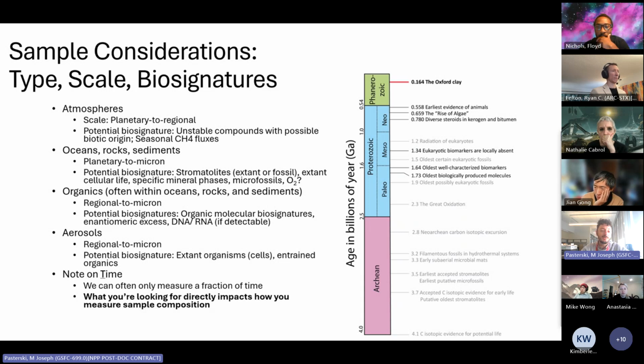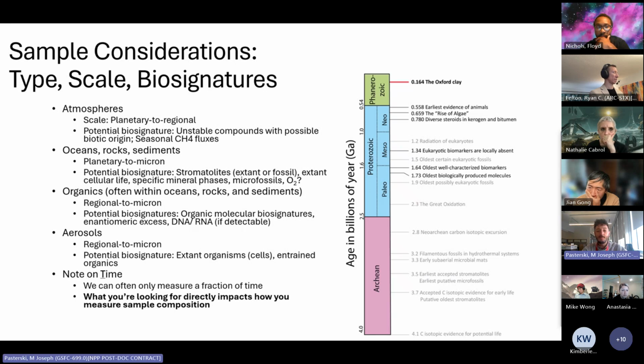Then subsectioning into the specifics of organics, often within oceans, rocks, and sediments, can be also regional to micron scale, with potential biosignatures including organic molecular biosignatures, or the classic biomarker, like a sterane or a hopane. You can also have organic enantiomeric excess as a biosignature, as well as, of course, DNA and RNA, which, if they're detectable, would be a clear sign of extant life.